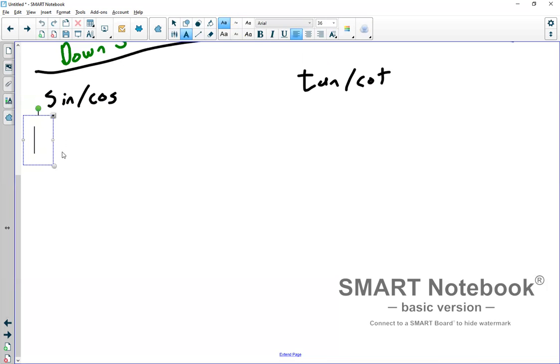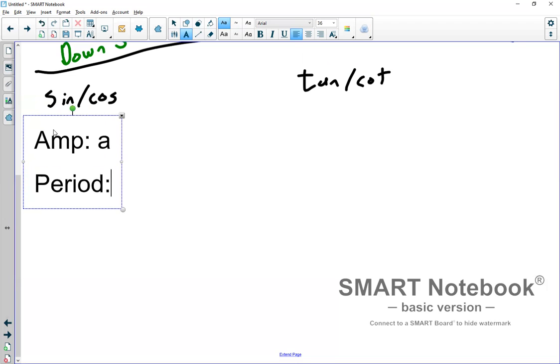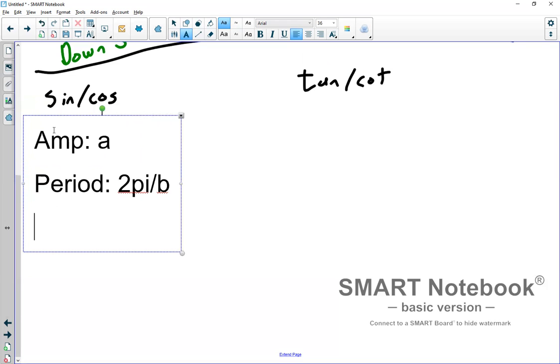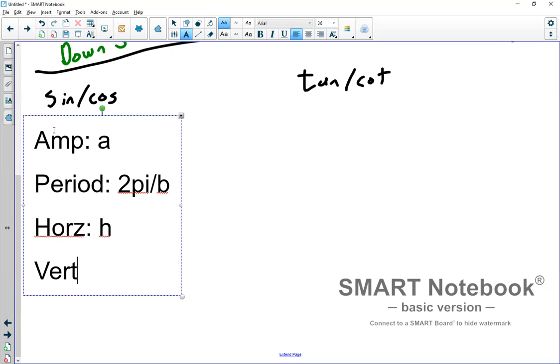All right. For sine and cosine, we have the amplitude. The amplitude is going to be whatever the A value is. We have the period. That's going to be 2 pi divided by whatever your B value is, okay? That's amplitude, period, horizontal shift. That's going to be your H value. Your vertical shift, that's going to be your K value.